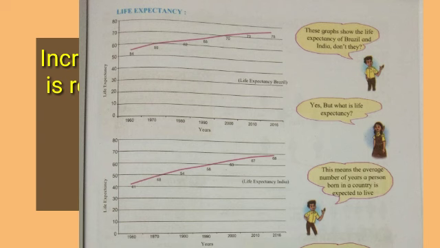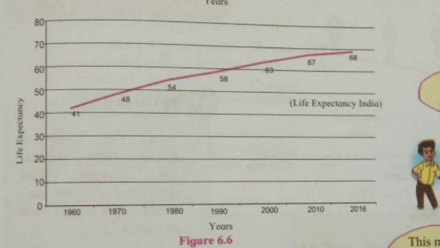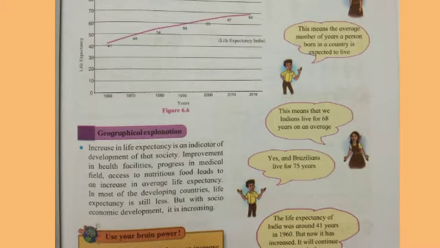These graphs show the life expectancy of Brazil and India. What is life expectancy? Life expectancy means the average number of years a person born in a country is expected to live. This means that we Indians live for 68 years on an average, and Brazilians live for 75 years. The life expectancy of India was around 41 years in 1960, but now it has increased. It will continue to increase in future due to medical facilities and progress.